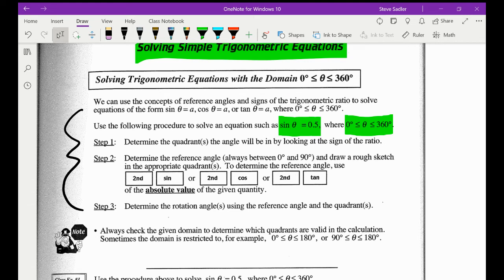Step 2 is to determine the reference angle. When we type sine theta equals 0.5 into our calculator, we will be finding the reference angle. And if you draw a rough sketch, you can determine the rotation angle using the reference angle. We've done that already, so let's get in and do an example here.